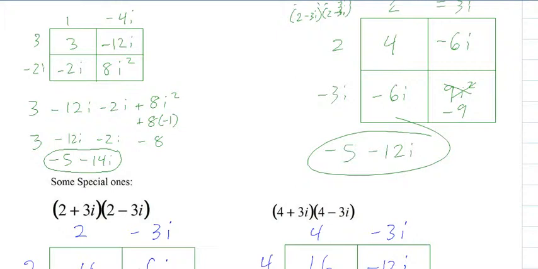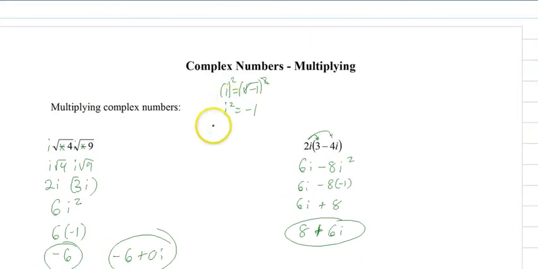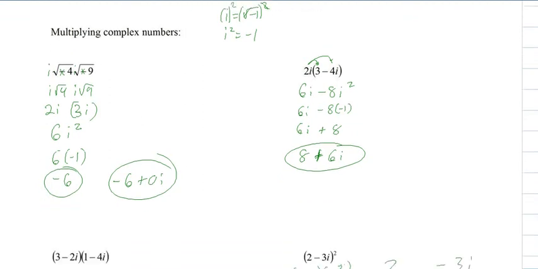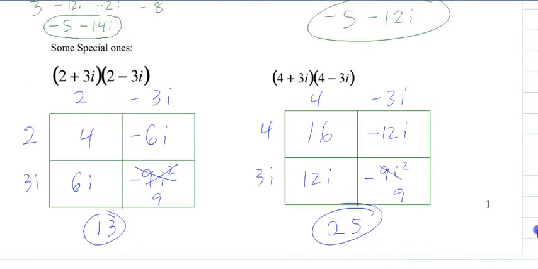Those are your specials. So the main idea of this whole video is i squared. If you see i squared, you cross that number off and just change its sign. It's no longer imaginary. It's negative, or it's positive. And that's it. But all the same rules still apply for multiplying.